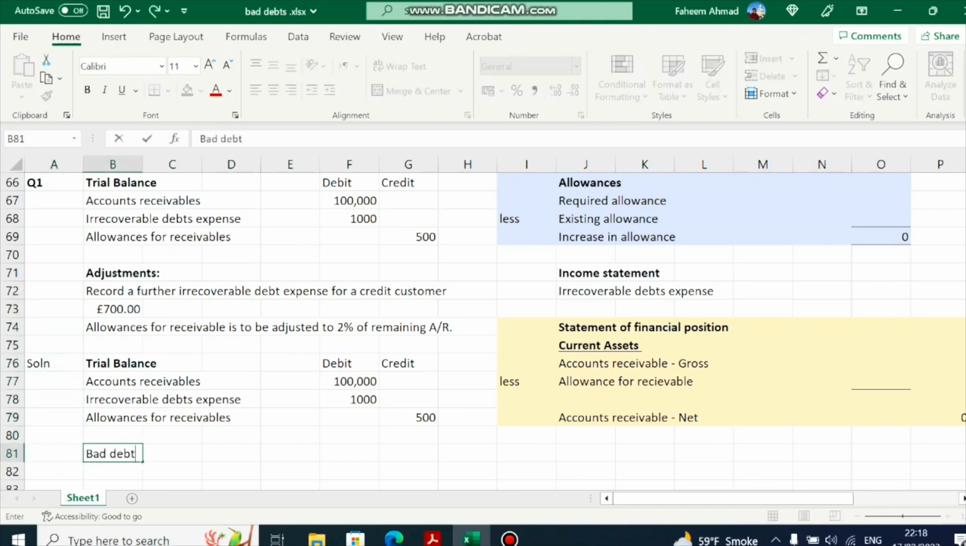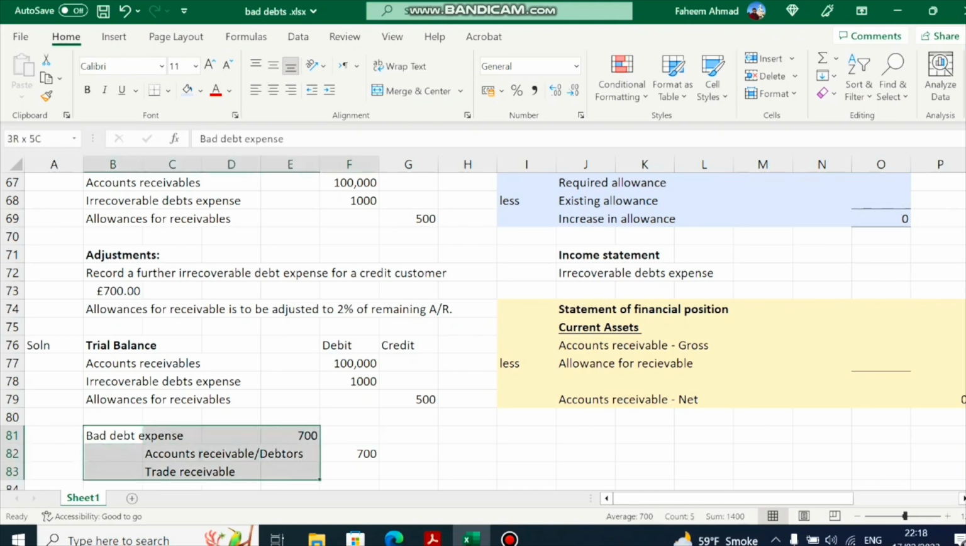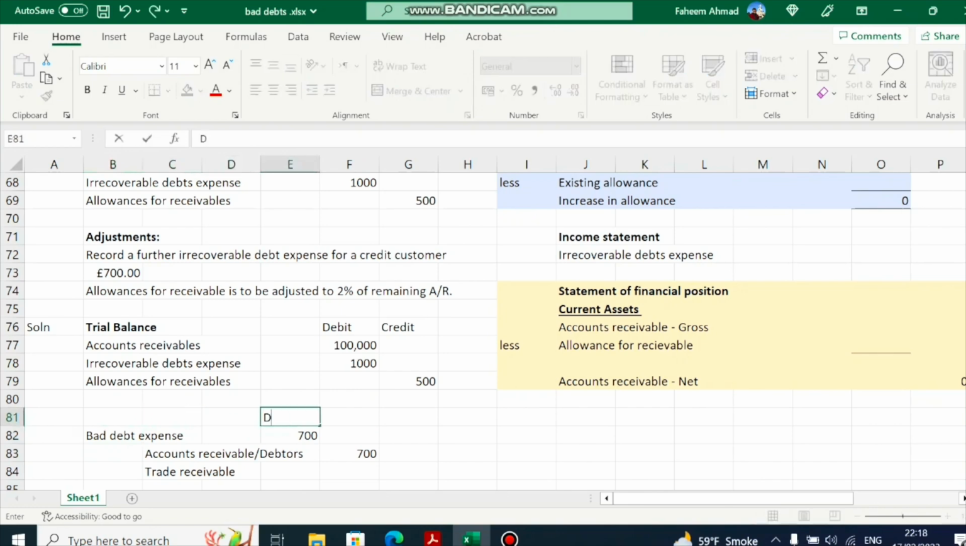We do bad debt expense debit amount 700 and we credit account receivable, which is also known as debtors or trade receivable. So we will credit account receivable by this amount, 700. So this one is a debit, this one is a credit. I will adjust my trial balance for these numbers. So 700 will be added to the already existing irrecoverable debt expense. And since I'm crediting account receivable, its net balance would become 99,300.